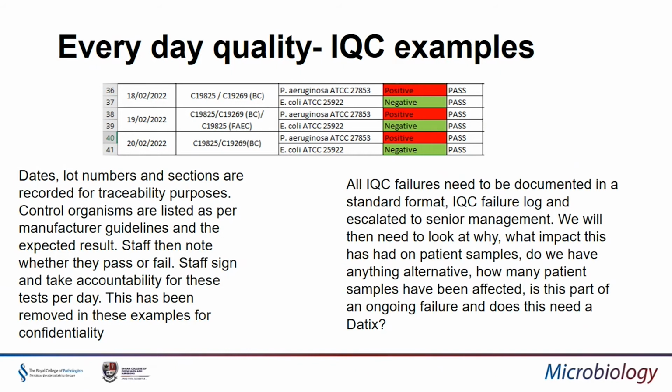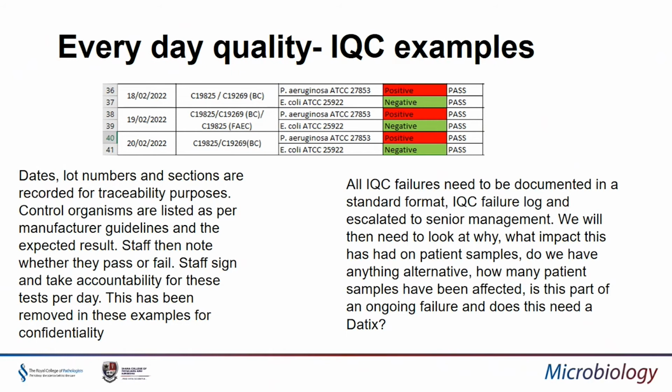Staff then note whether they pass or fail and sign to take accountability for these tests per day. All IQC failures need to be documented in a standard format that we use across Public Health Wales, an IQC failure log, and escalated to a senior manager. We then need to look at why, how many times has it happened, what impact it's had on patient samples, do we have an alternative to test them, and how many patient samples have been affected?